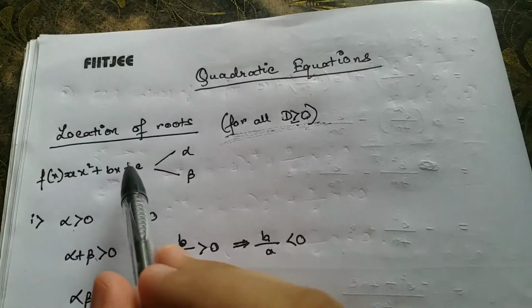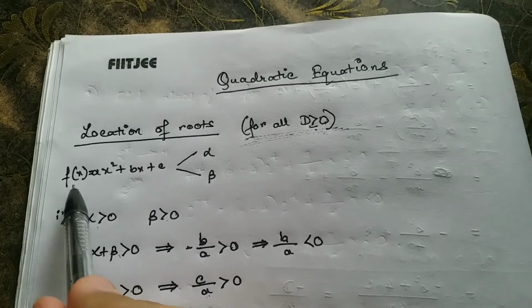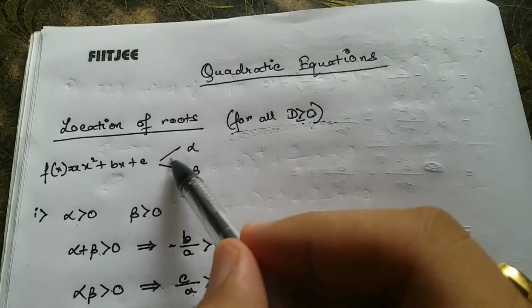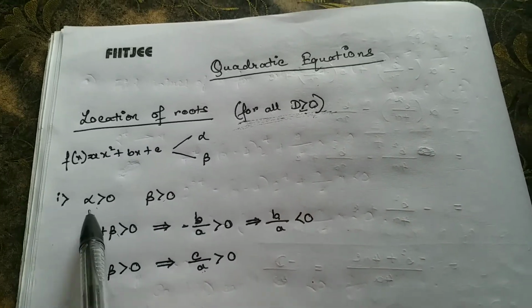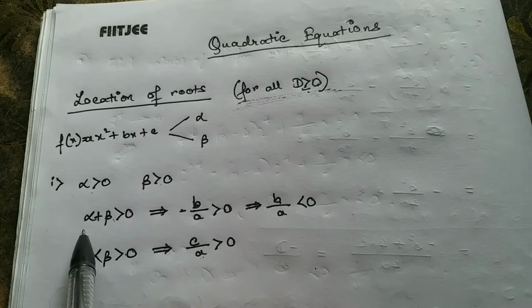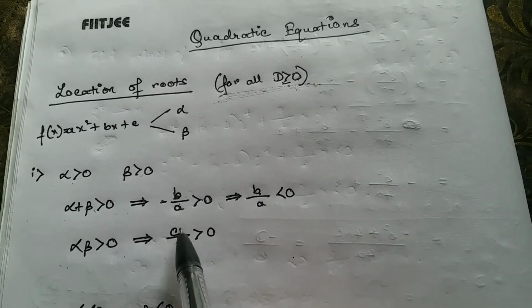So let's start. Today we will study the location of roots. Suppose we have a quadratic equation f(x) = ax² + bx + c, and we have two roots alpha and beta. Now suppose both are greater than 0, that is both roots are positive, alpha greater than 0, beta greater than 0. That means the sum of roots has to be positive and the product of roots has to be positive: minus b by a greater than 0, c by a greater than 0.